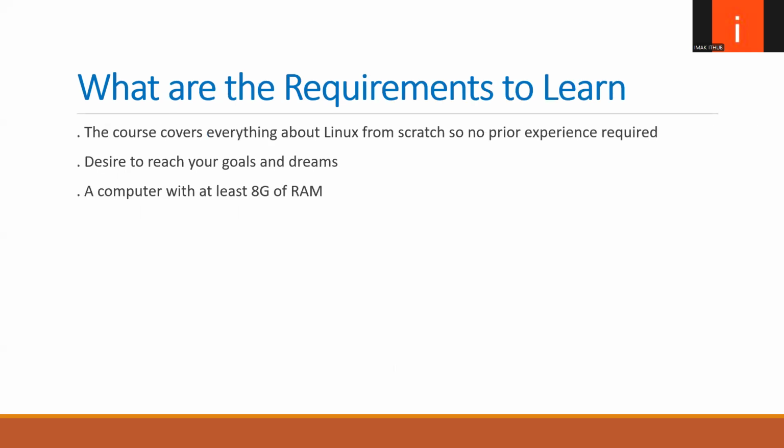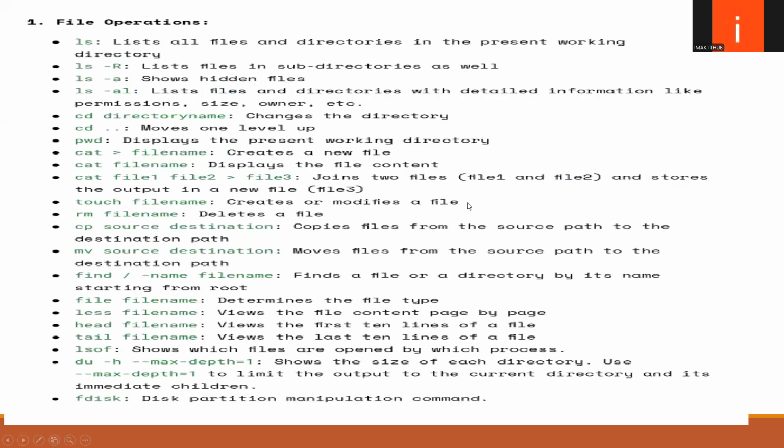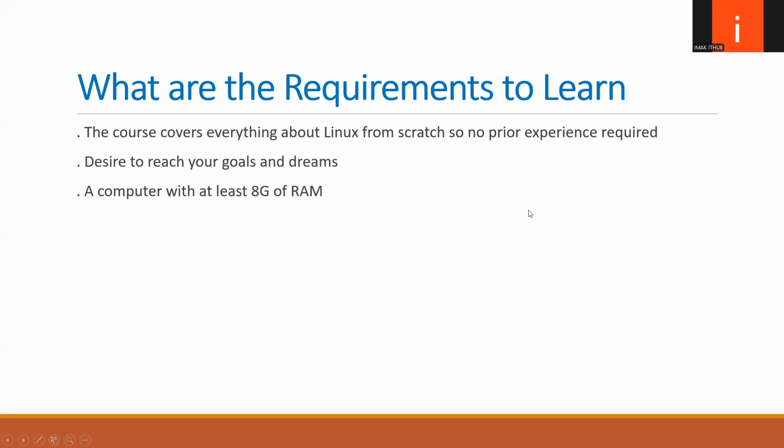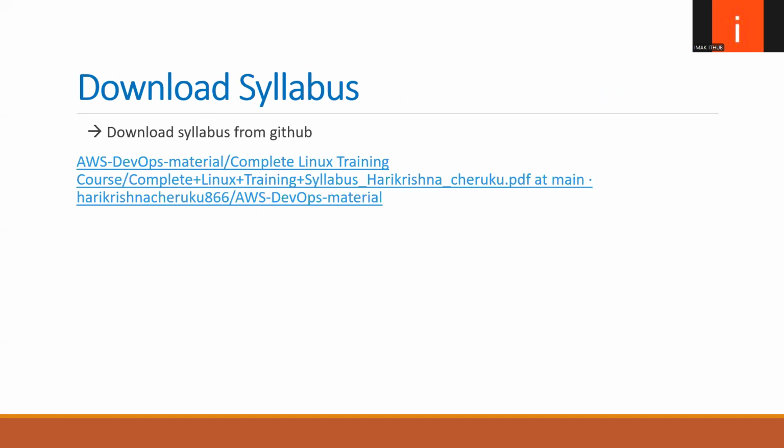What are the requirements to learn this course? This course covers everything about Linux from scratch. No prior experience is required, just the desire to reach your goals and dreams. You need a computer with at least 8 GB of RAM and a virtual machine, such as VMware or Oracle VirtualBox, installed on your Windows machine. Then you can download the ISO file of CentOS 7 or whatever version it may be. I will provide the link in the description, guys. So these are the requirements, what you will learn, and the syllabus of this course.